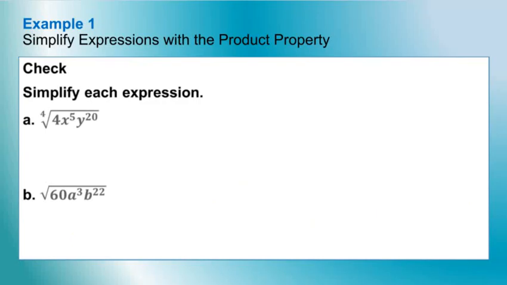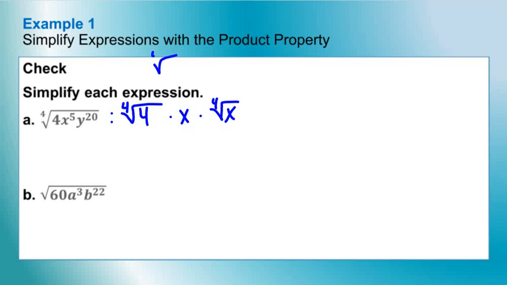Next, simplify these. So now these are the 4th root. So I have to think, what do I multiply it by itself 4 times to get that radicand? So right now, I can't do the 4th root of 4, so I'm going to keep that as the 4th root of 4. I can have x to the 5th divided by 4 would give me one group of 4, so that'd be x. And then all I would have left is the 4th root of x.